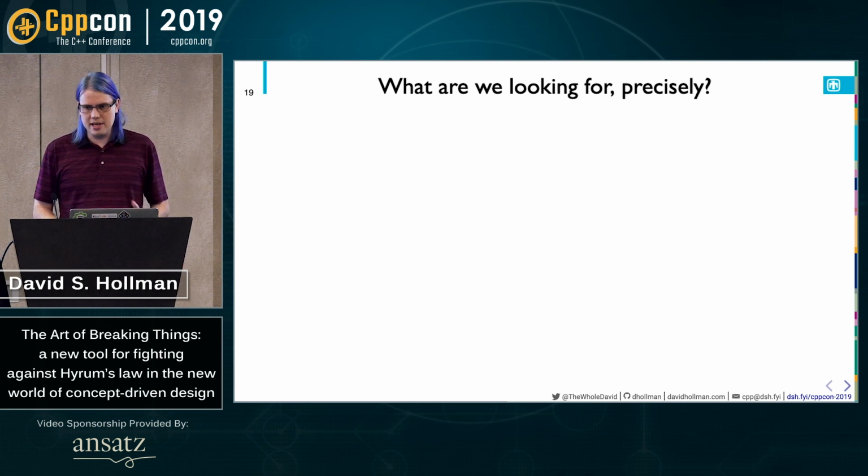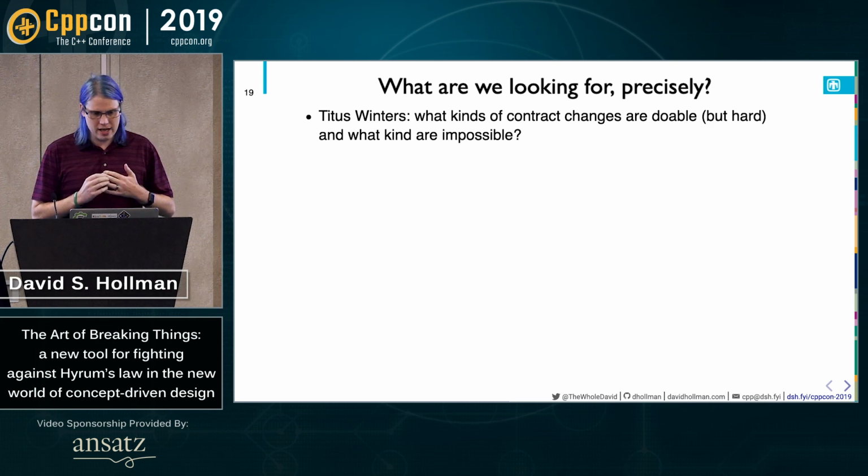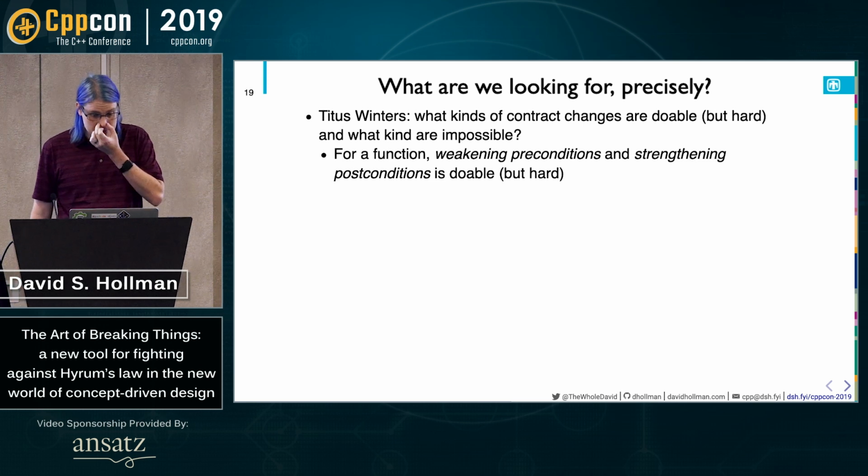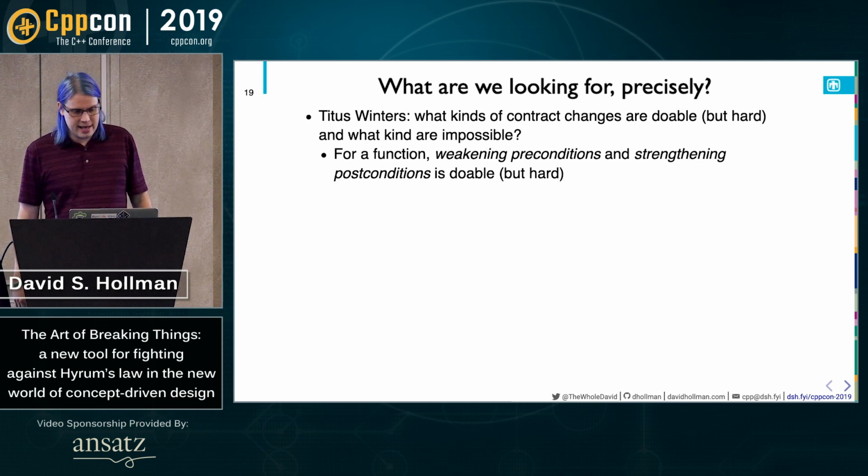So what are we looking for precisely when we're looking at breaking things that are implicit in a model of a contract? Titus gave this great talk. Again, go watch that. Come back and watch me maybe, or watch more of his talks, because he's better at this than me. He had a great talk earlier this week about code changes at Google. And he talked about a couple of things, particularly for functions, that I thought were pretty relevant here. He talked about how for a function, it is possible to make a change that weakens preconditions and strengthens postconditions.